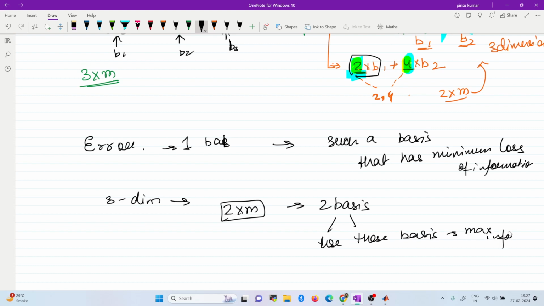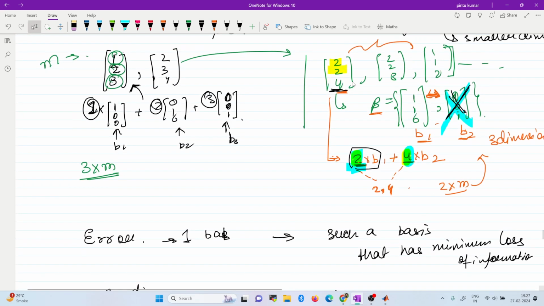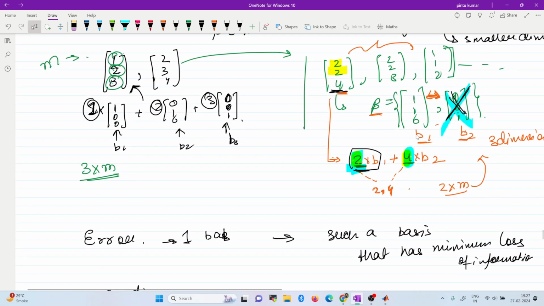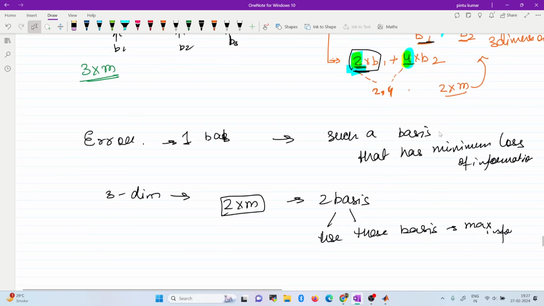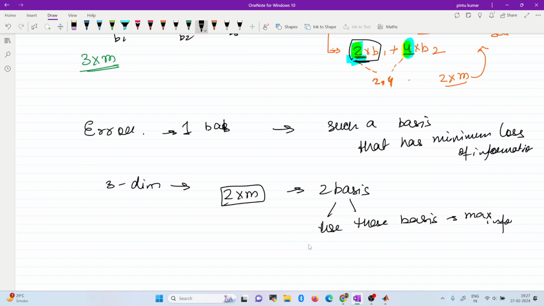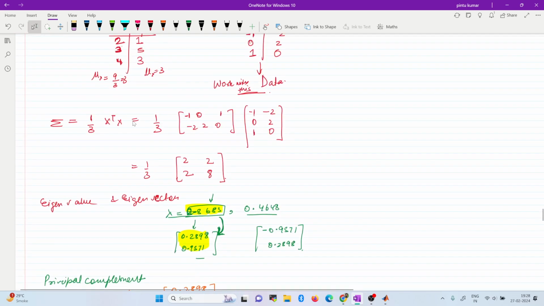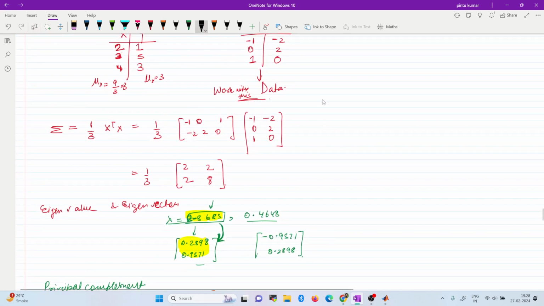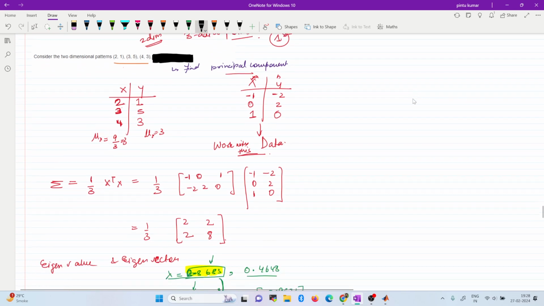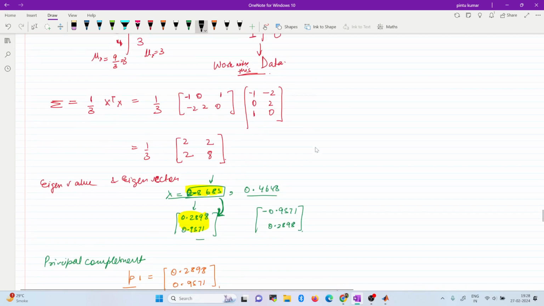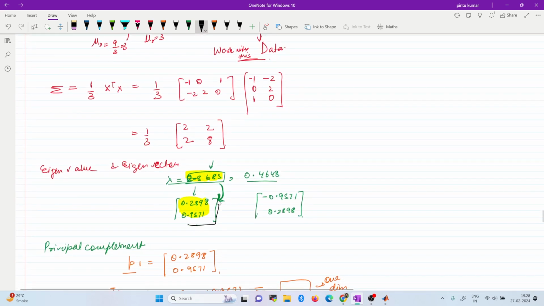For example, in this case, your data set had some explicit structure. So using just these 2 bases, you were able to preserve all the information. But it is possible that you might not preserve all the information, but you want to preserve the maximum information possible. For that purpose, you have principal component analysis, the steps that we did. What we did is, we found one principal component. So this will act as my basis.